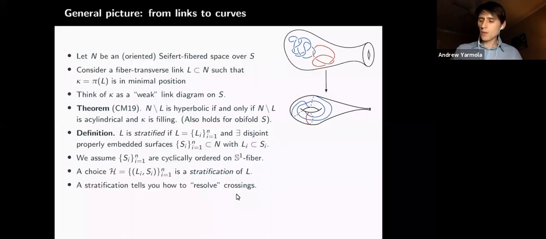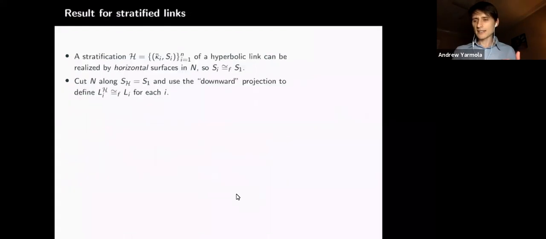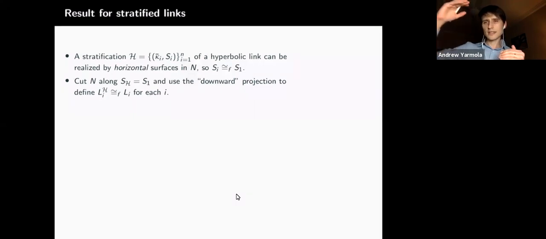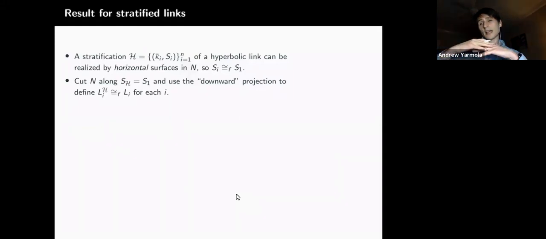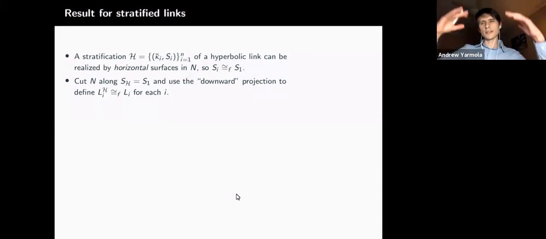So what can we say in this particular setting? For stratified links, the picture becomes a little nicer. The hyperbolic link upstairs, this link that we started with, split into these little pieces. We now have these surfaces, but because we're in a fiber space, these surfaces actually are horizontal. So they're transverse to the fiber, which tells you they're actually fiber-wise isotopic because they're disjoint. And so we can really think about just cutting everything open.